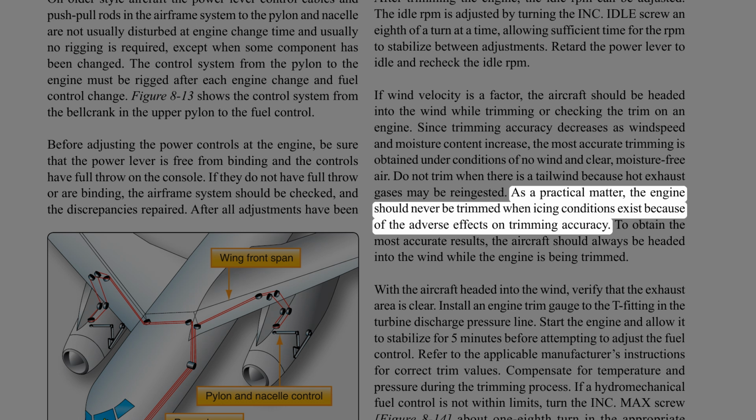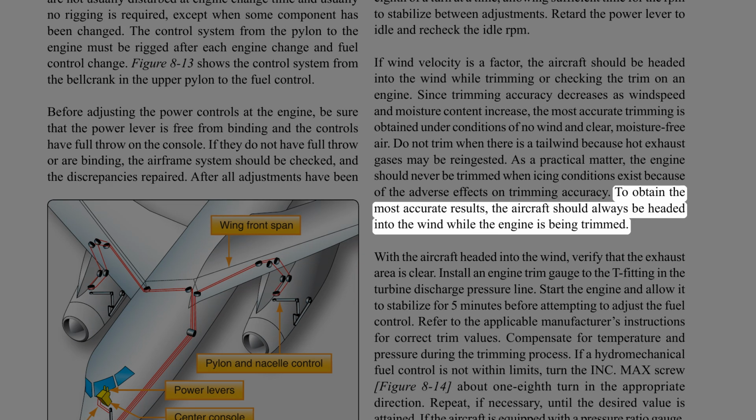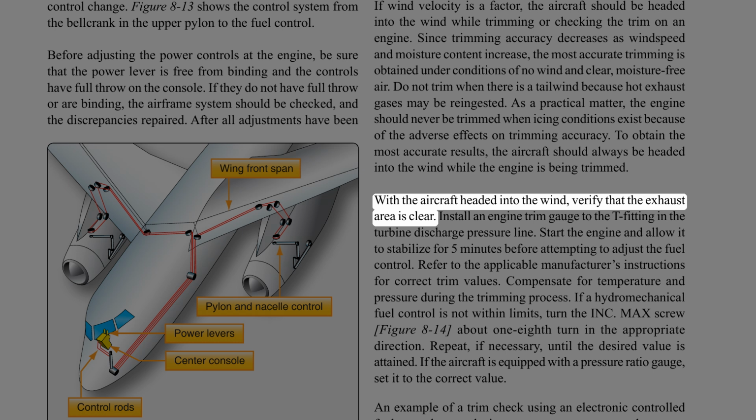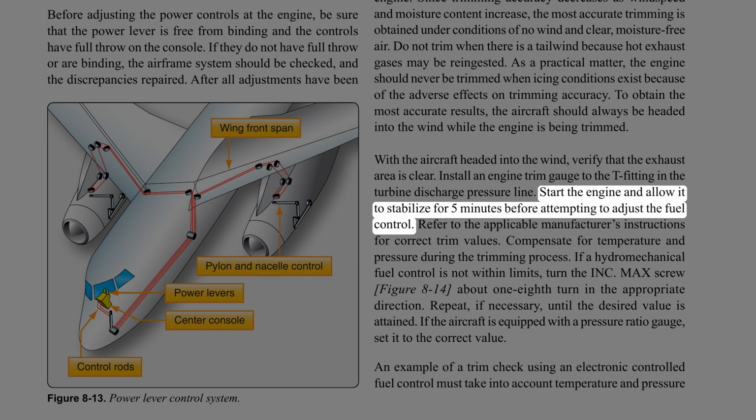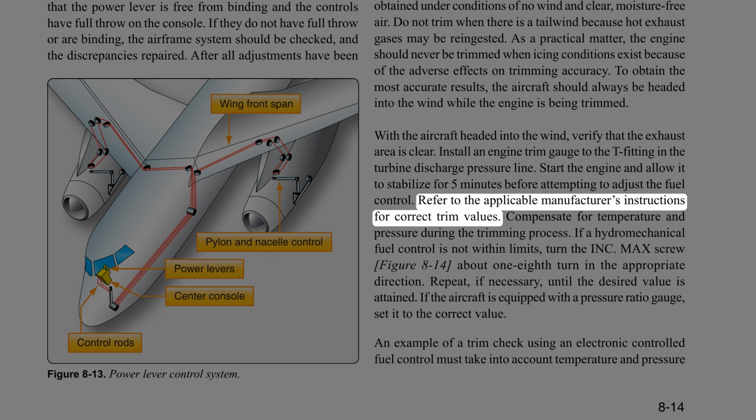trimming accuracy. To obtain the most accurate results, the aircraft should always be headed into the wind while the engine is being trimmed. With the aircraft headed into the wind, verify that the exhaust area is clear. Install an engine trim gauge to the T-fitting in the turbine discharge pressure line. Start the engine and allow it to stabilize for 5 minutes before attempting to adjust the fuel control. Refer to the applicable manufacturer's instructions for correct trim values.